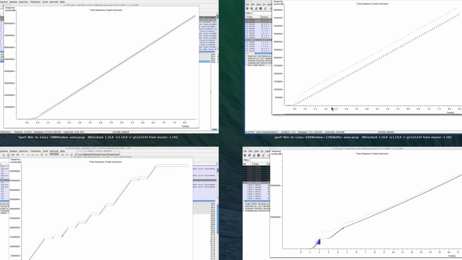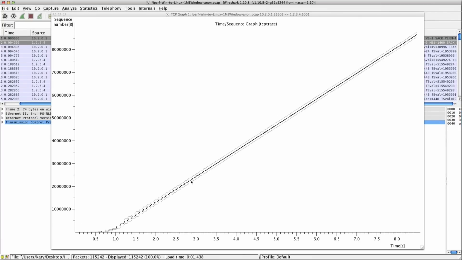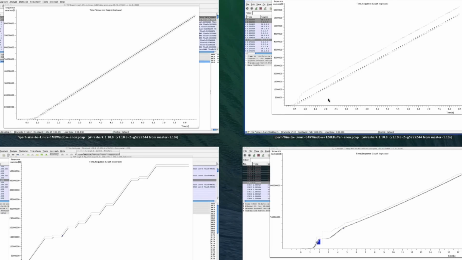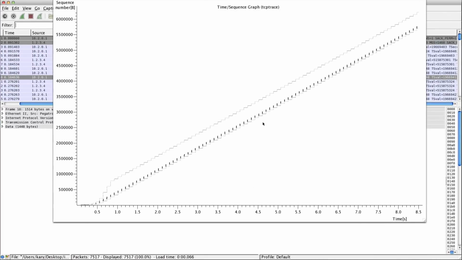Our last one is this smooth, it's like a solid black line. So this one is sending a bunch of data and waiting, sending a bunch of data and waiting. Now this one is taken in the exact same environment and test machines as the last one. And this is like 5 to 6 megabits per second. So clearly not what we want.